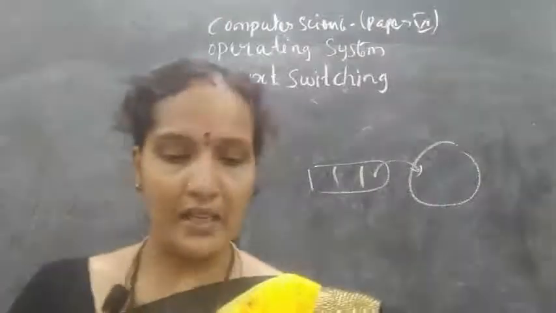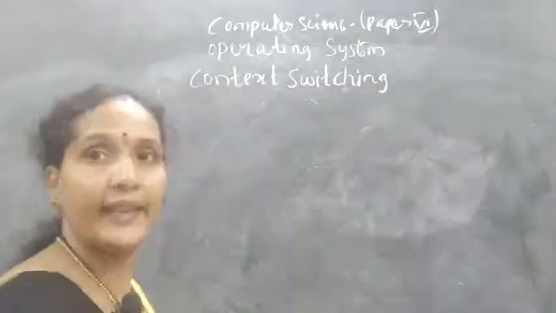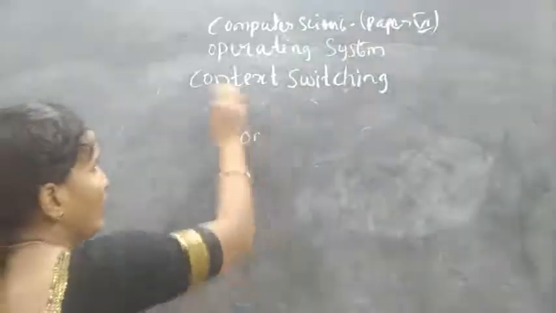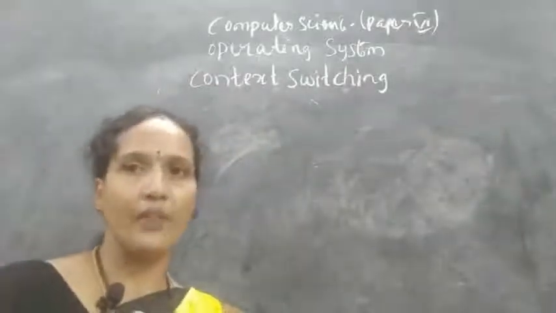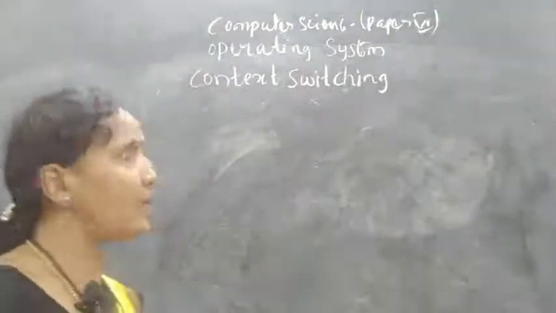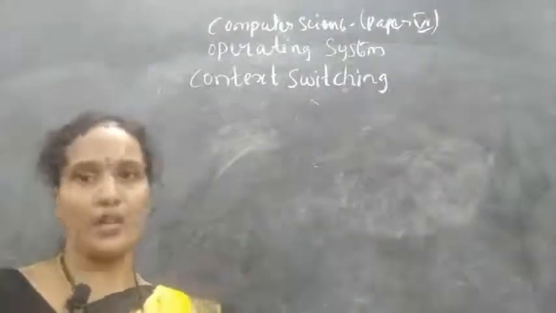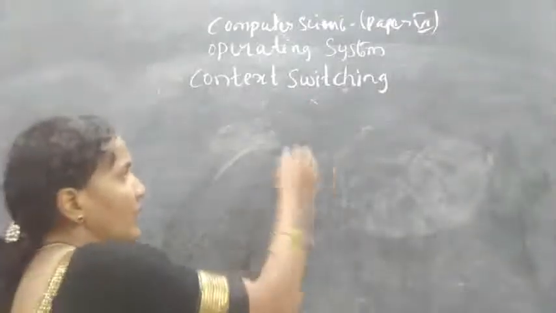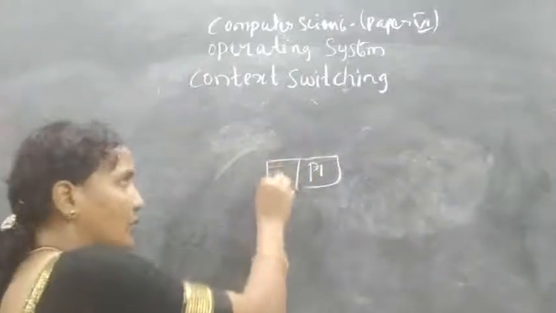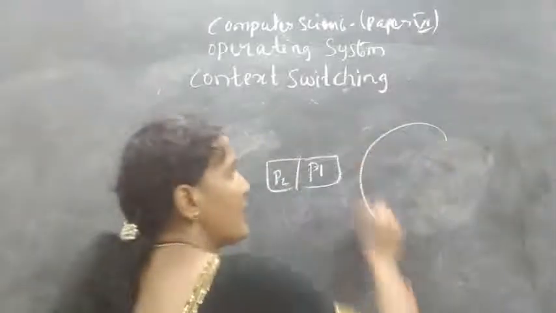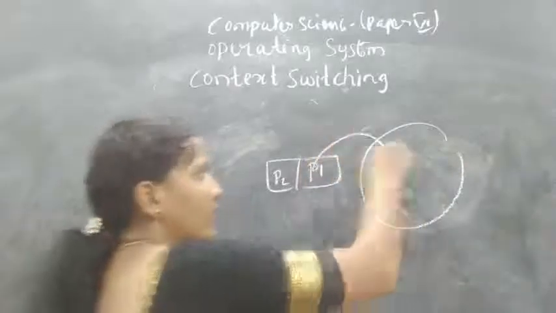Now, in the last class, one point I have not explained, that is context switching. Switching means moving. Context switching is a process where the CPU moves from one process to another process. For example, here we have P1 in a queue. Say we have two processes, and here is the CPU. Each and every process should be loaded into the CPU. So first P1 is executing.